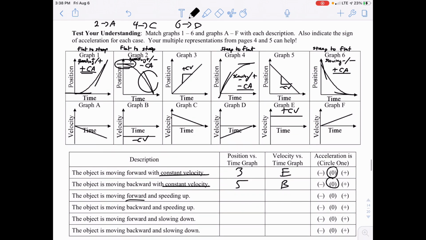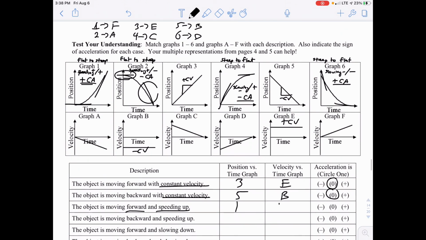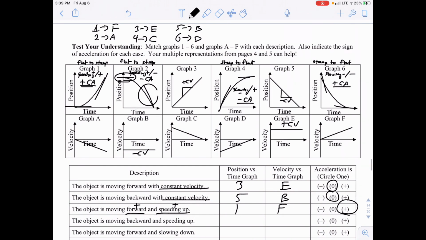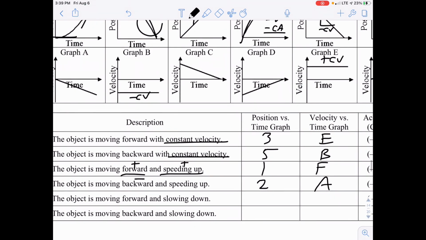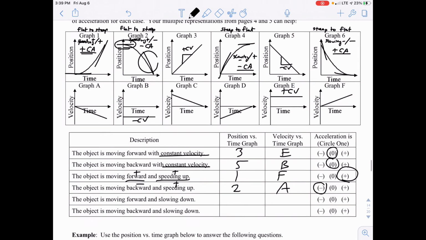Moving forward and speeding up. Forward and speeding up, that's shown in graph 1 and F. And if you're going in the forward direction, speeding up is also positive. That's positive constant acceleration. Going backward and speeding up would be graph 2 and A. And going backward is negative, but speeding up is positive. They combine to give you negative constant acceleration.